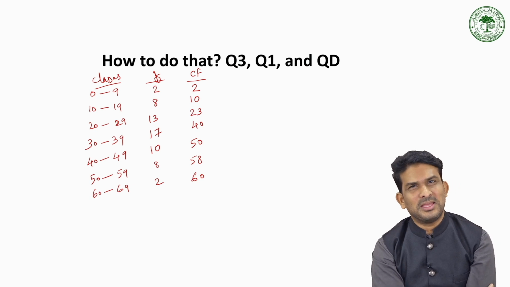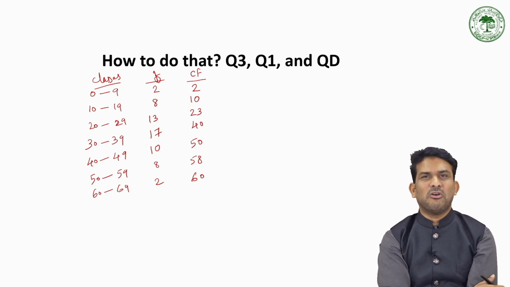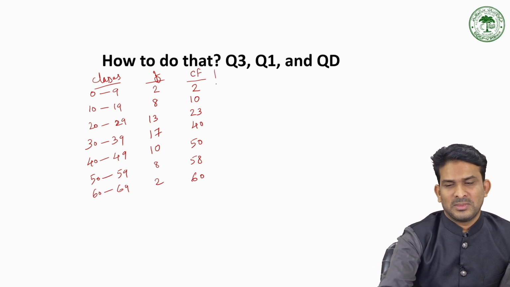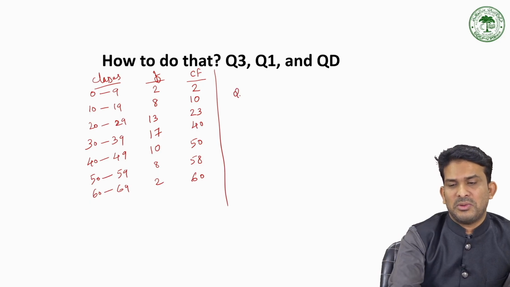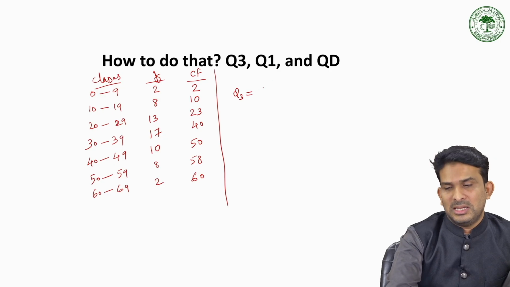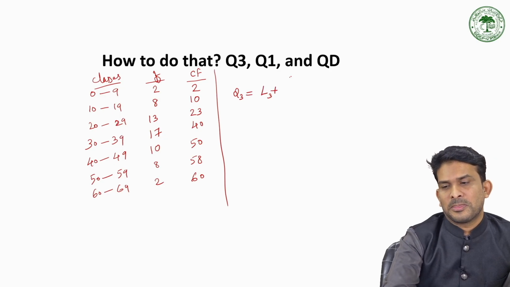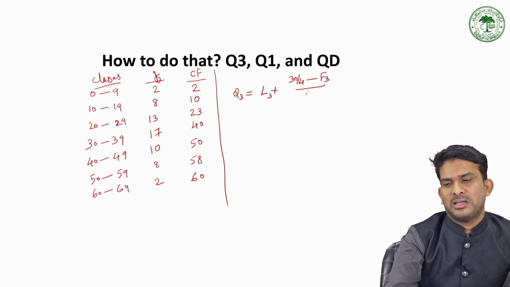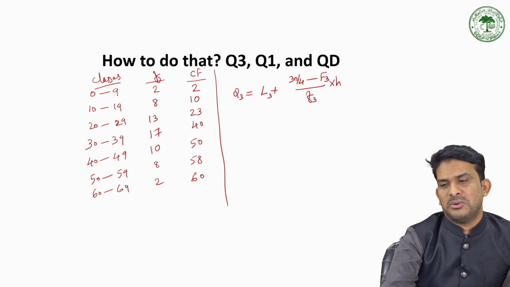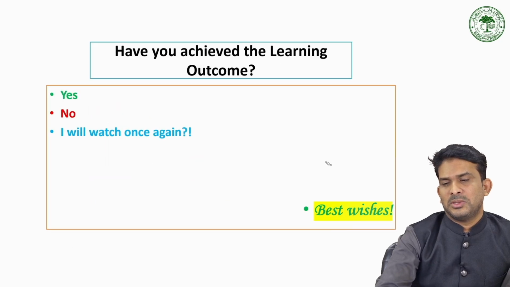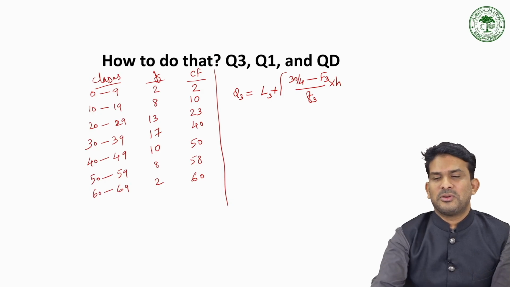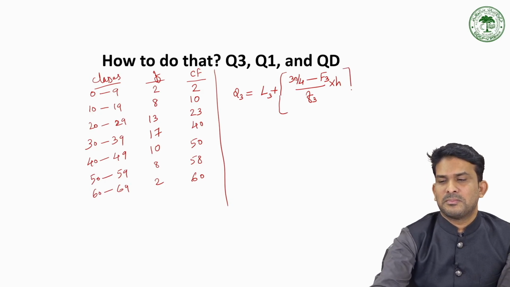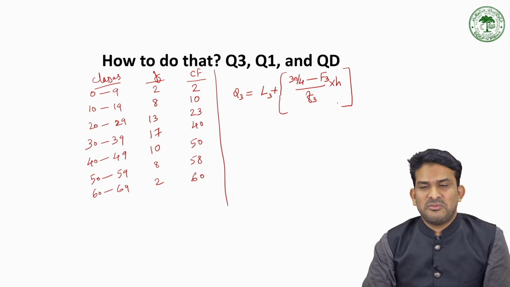Now the concern for me is, how do I go for Q3? For clarity, for reconfirmation, let me write the equation again for you. It is L3 plus 3n by 4 minus capital F3 upon small f3 into h. You have to remember the formula now. You have to mention what it is.